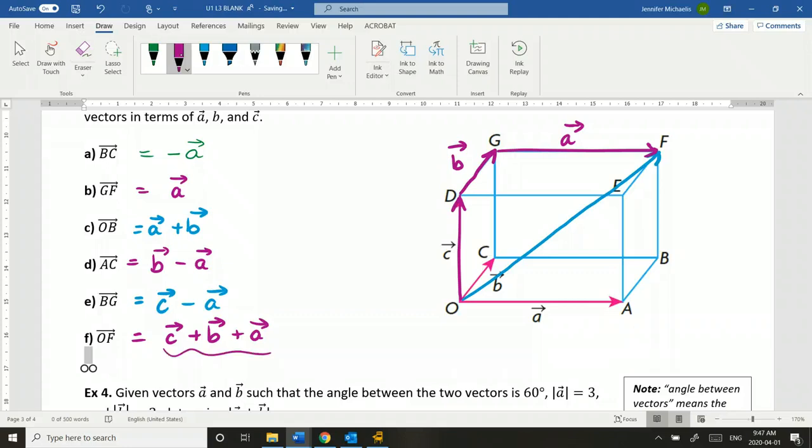Okay, and because of the properties that we talked about, it doesn't actually matter which order we write C plus B plus A, or A plus B plus C, or any other order.